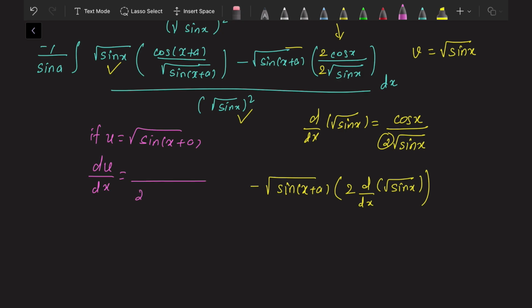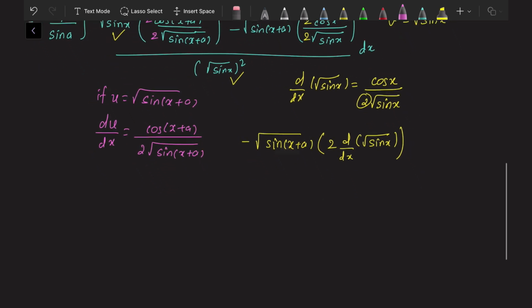So du by dx will simply turn out to be 2 times the root of sine x plus a, and the derivative of sine would give us cos x plus a. Yes, again the almost pattern is ready. All we need to adjust is 2 and 2.